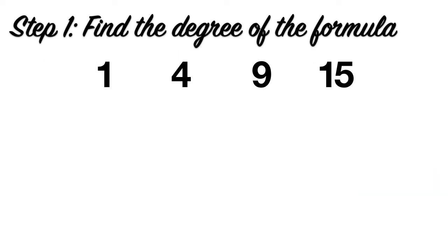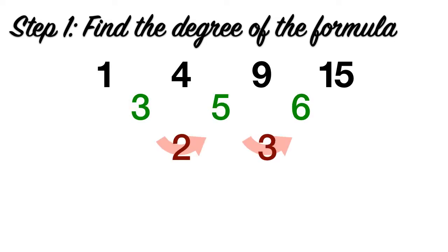So, let's start by examining our original sequence, and we'll use it to help us determine the degree for our formula, the one that generates 1, 4, 9, and 15. We find the differences between the original numbers, increasing by 3, then by 5, and then by 6. Next, we process another round of differences, this time finding a difference of 2, and then a difference of 3. And you've probably guessed it, we'll do one more round of finding differences, ending with a difference of 1.